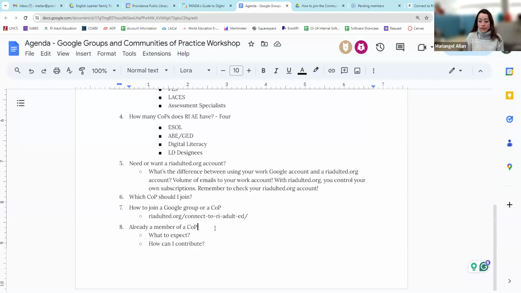How can you contribute? Feel free to jump in if, let's say, somebody is asking for help about a particular resource, and it's something that you know how to do, or you have encountered the same situation. Feel free to join the conversations, share your expertise, share your resources, or ask your questions if you yourself are looking for help. Feel free to use the COPs for that, because that's the purpose. It's a community that comes together to practice that expertise together.